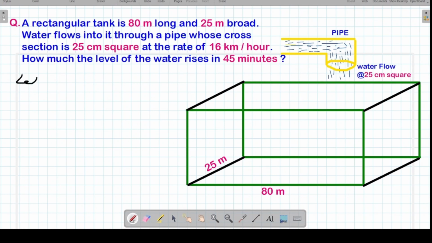Hello students, here we have taken a question of mensuration. So let us solve it. We need to identify the level of water rise in a tank due to flow of water through a pipe.